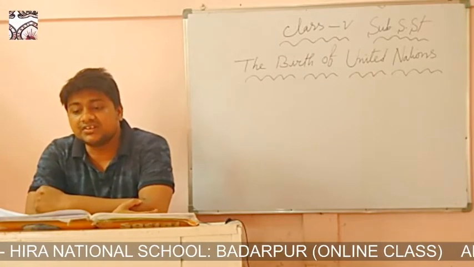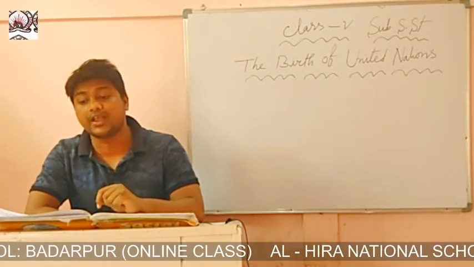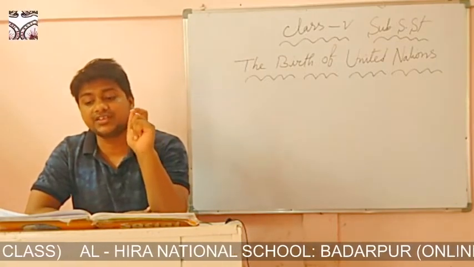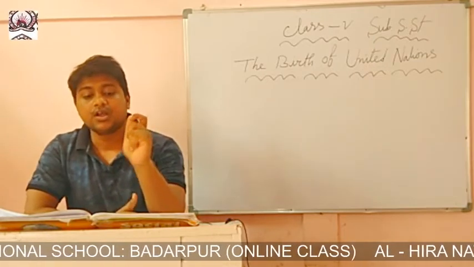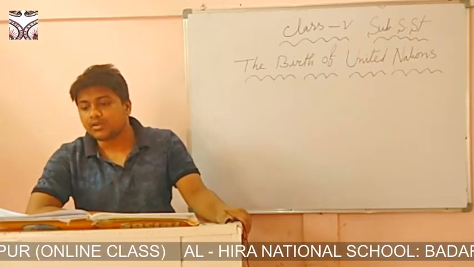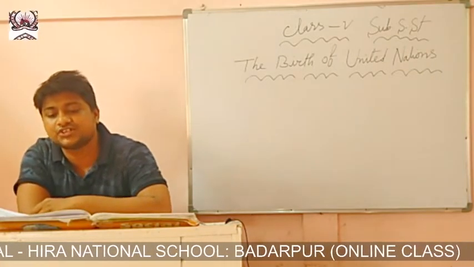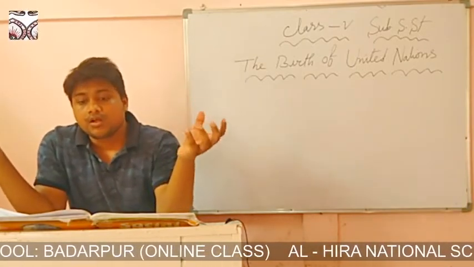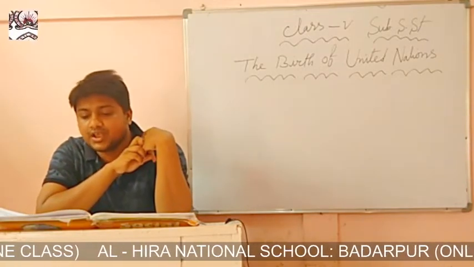This decision gave birth to the United Nations Organization, which is called in short UNO. This is the way the United Nations Organization was formed for the first time. Delegates of 50 countries met in San Francisco to draft a charter of the United Nations.